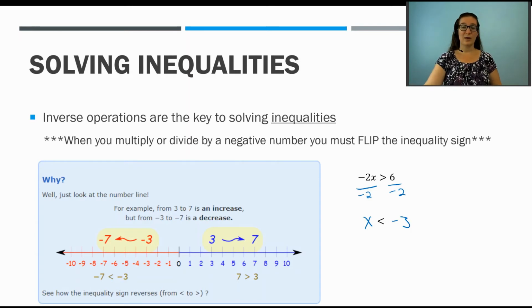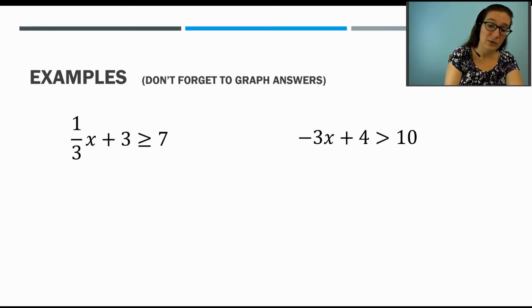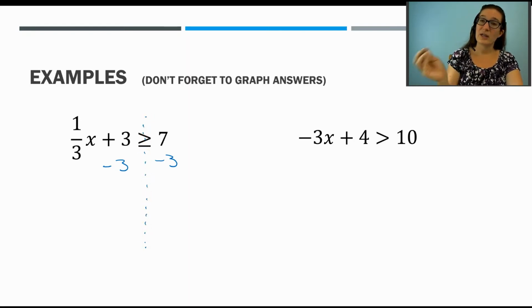So let's do a couple examples. So I've got an example, 1/3 x plus 3 is greater than or equal to 7. So just like our equations, we're going to make sure that we do our adding, subtracting first. So since it says plus 3, I will subtract 3. And I'm going to have to do that on both sides of my symbol, just as if it was an equal sign. In fact, this one is greater than or equal to, so it does have an equal to contained within it. Okay, so then I'm going to resolve that step.